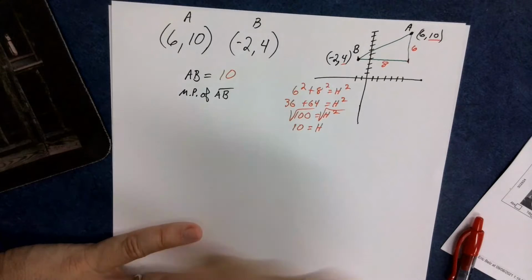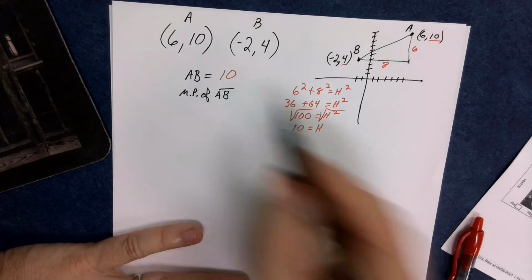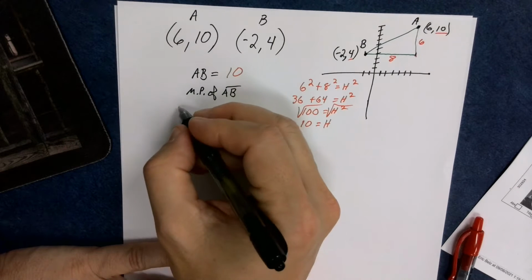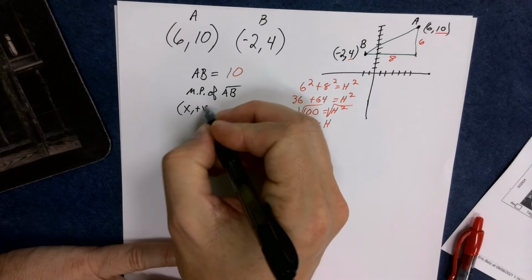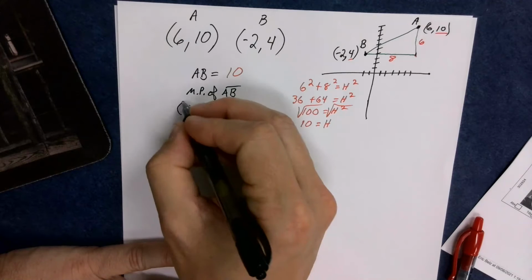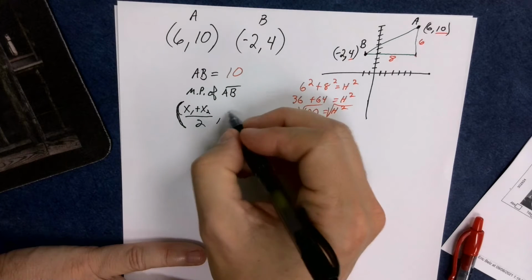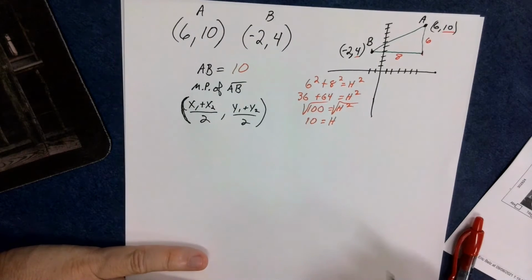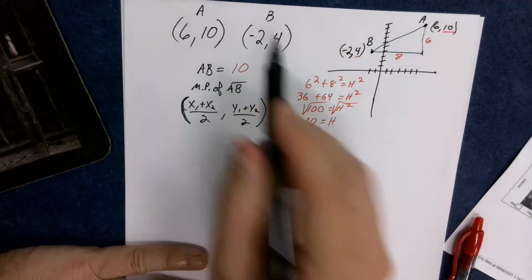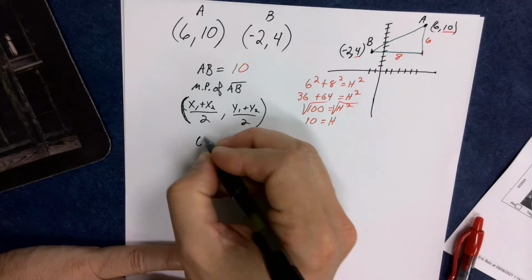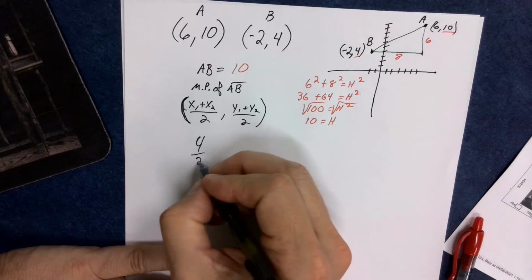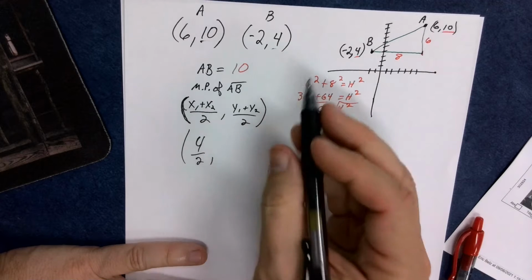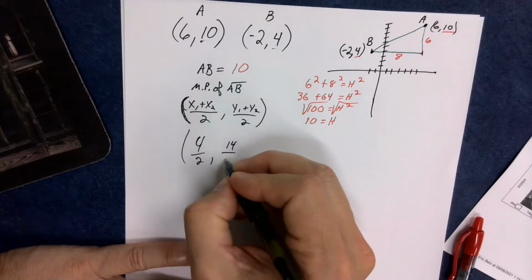The second thing we want to look at is the midpoint of AB. The midpoint formula we said we could get by adding the two x's together, (x1 plus x2) over 2, comma, (y1 plus y2) over 2. So I'm going to add my x's. My x's are 6 and -2. 6 plus -2 is 4, over 2, comma. Then my y's together, the 10 and the 4. 10 plus 4 is 14 over 2.